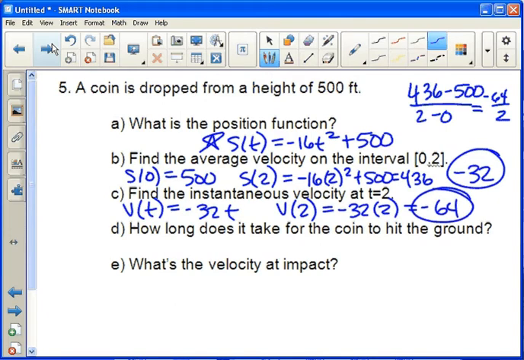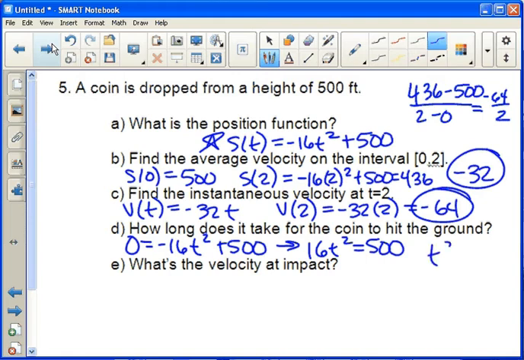Part D, how long does it take for the coin to hit the ground? We know when it hits the ground, it will have a position of 0. So we set the position function equal to 0. I'm going to add 16t squared to both sides. Divide both sides by 16. Gives me t squared equals 31.25. Then take the square root of both sides. I get 5.590. That's my answer for D. That's how long it would take to hit the ground, 5.59 seconds.